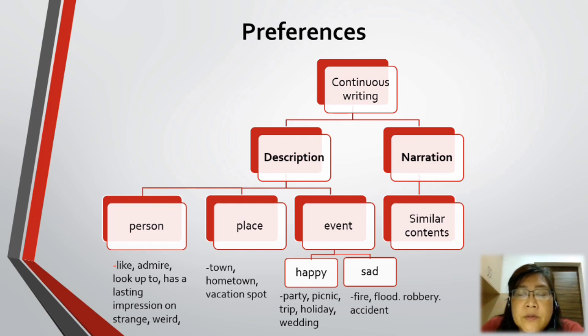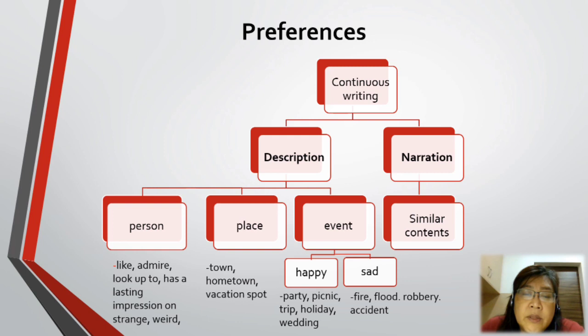For continuous writing, it is better to write description or narration. Normally there are 3 types of description questions: description of a person, description of a place, or description of an event. And for narration, you can write similar contents. For a person, example questions are the person that you like, admire, or look up to, a person that has a lasting impression on you, or a strange or weird person. So it can be about your classmates too.